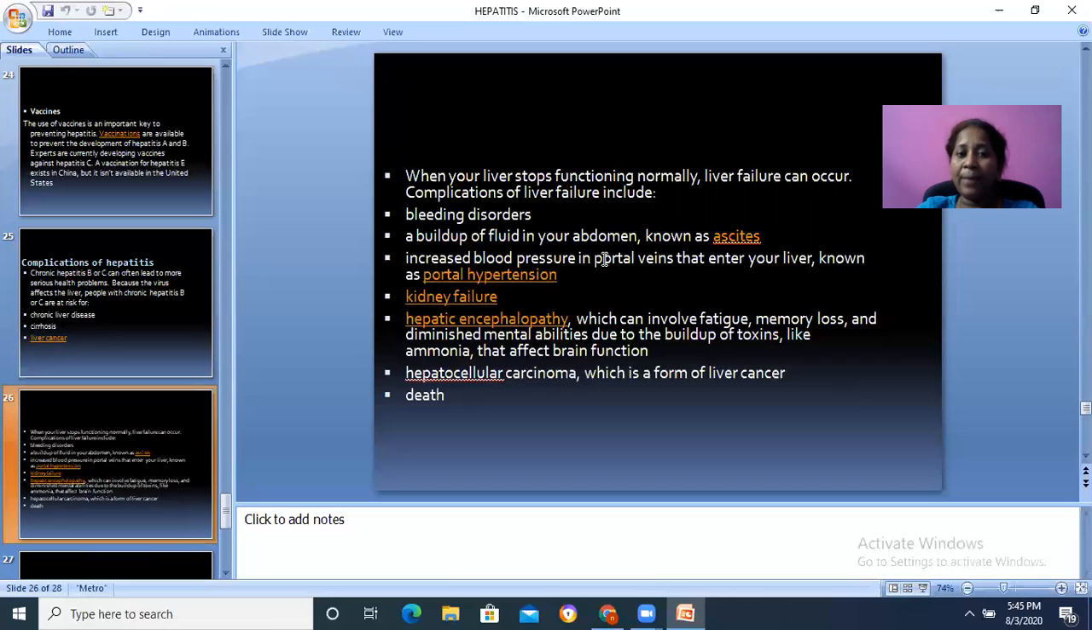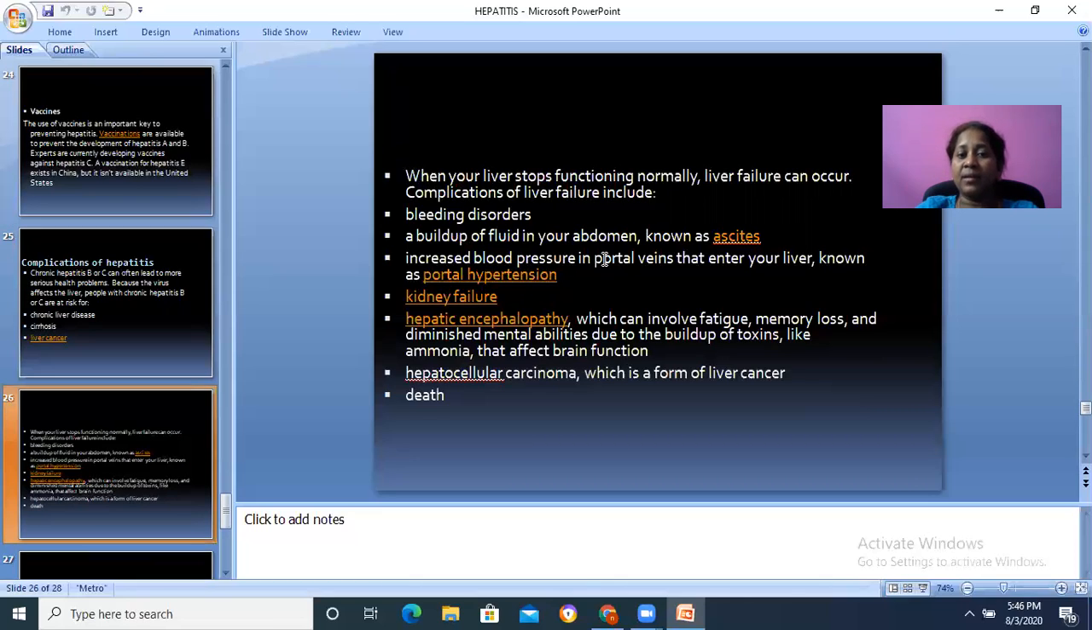Then hepatic encephalopathy, which can involve fatigue, memory loss, and diminished mental abilities due to a buildup of toxins like ammonia that affect brain function.